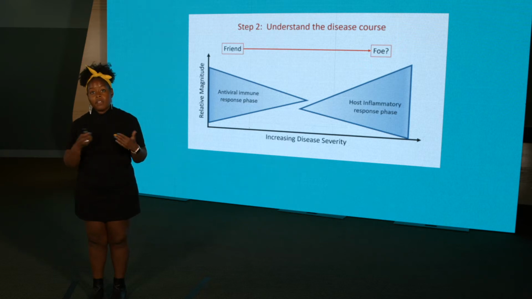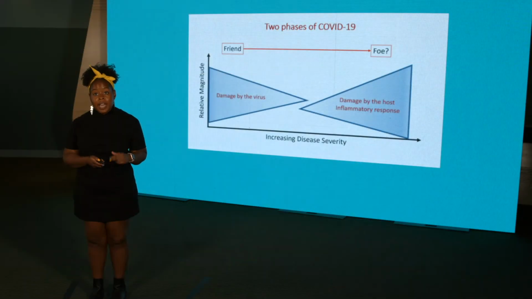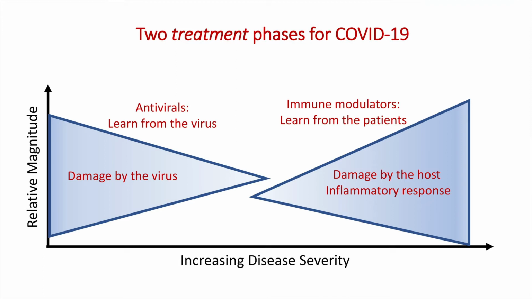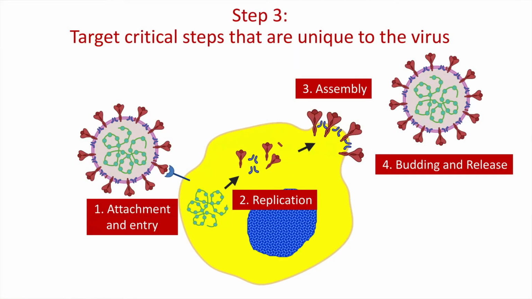And so in this host inflammatory response phase, you have this cytokine storm that was mentioned in the previous lecture that actually causes damage to our own host cells. You can really think about these two phases of COVID-19, one in which the damage is caused by the virus itself, and the second one in which the damage is caused by the host response. And so these are also two phases in which we need to think about treating COVID-19. There are antiviral drugs that directly target the virus, and so we can learn about treating COVID-19 by learning from the virus itself. There are immunomodulatory drugs in which we learn from patients how to target the immune system to combat COVID-19 disease progression.